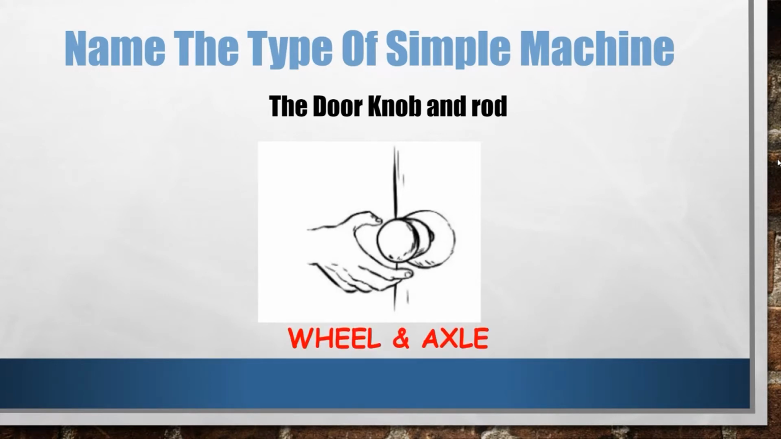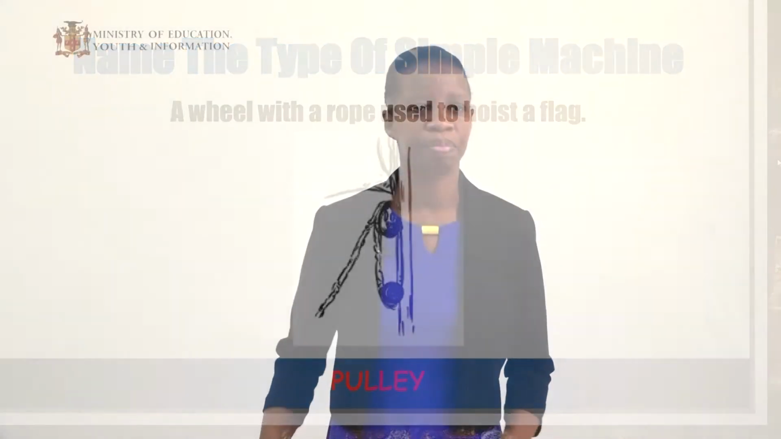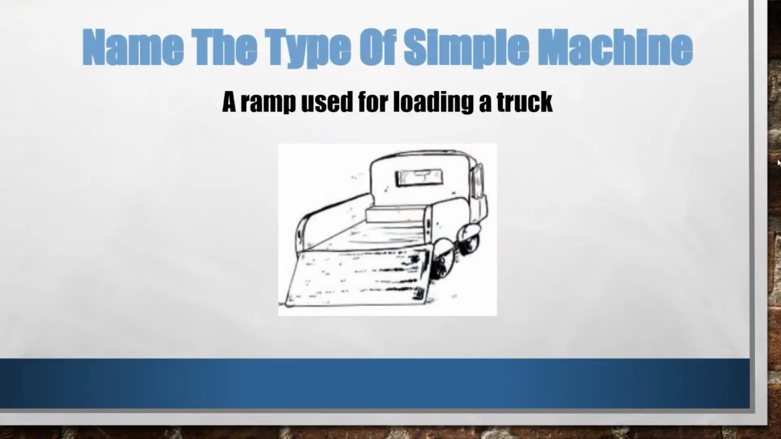One more. Of course, if you're looking at hoisting a flag, yes, that's also another type of simple machine. What type is that? It's a pulley. Good. Right. And then the last one, if you're thinking of loading materials onto a truck, you may want to use a ramp to make the job easier. So what type of simple machine is that? Inclined plane. Great. So you have reviewed the 6 types of simple machines.